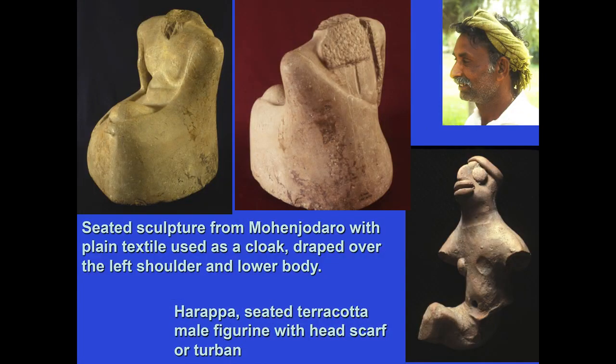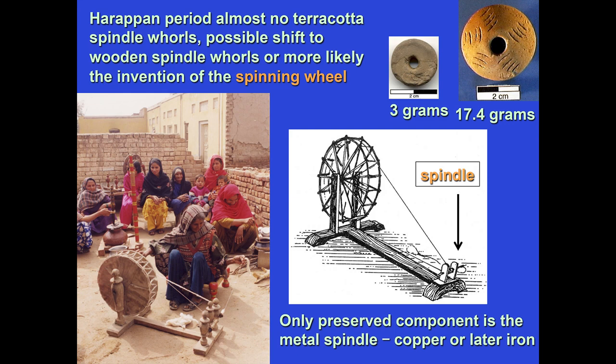Different types of robes and turbans, and then the spinning wheel. So the spinning wheel was invented by the Indus people. Now, with spindle whorls, you can spin fibers, and everybody else in the world did it. But in the Indus Valley, we see the first evidence for a spinning wheel. This makes it possible to make very uniform, very quickly, long threads that are very, very fine.